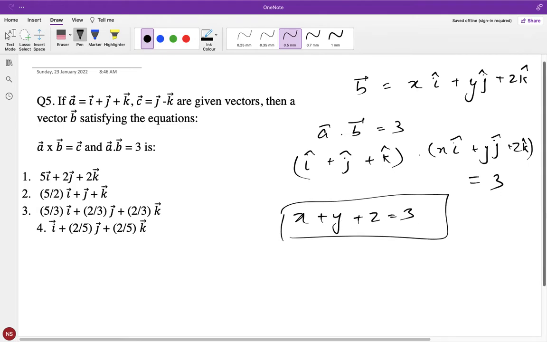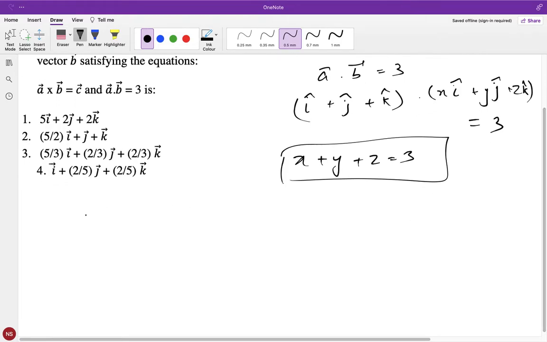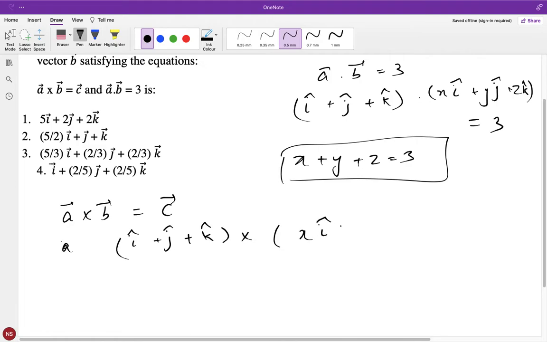Since there are three variables, I would need three equations. Now A cross B is equal to C. I want to find out A cross B, right? What is A? A is equal to i plus j plus k, right? i plus j plus k cross B is what? xi plus yj plus zk. So how do I open it?